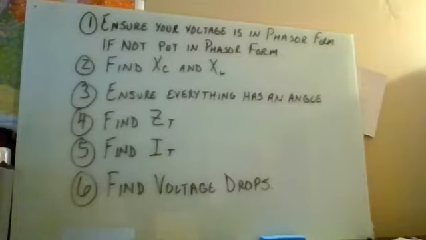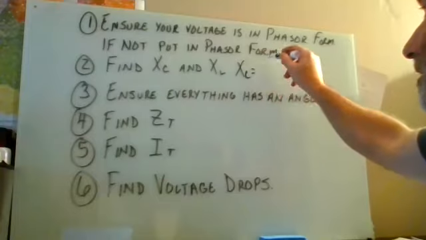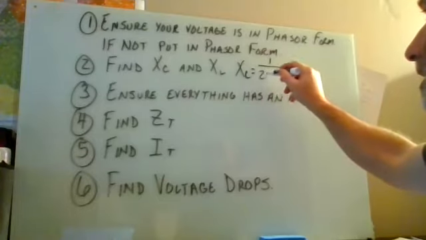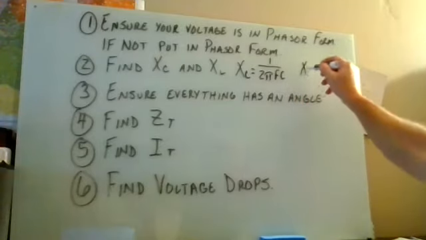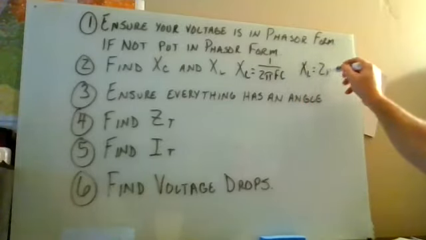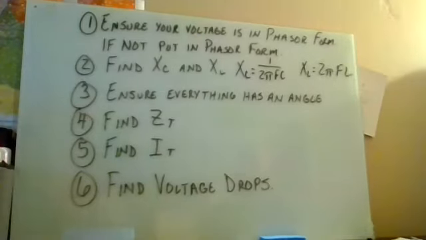If they're in farads for capacitors or henrys for the inductors, then you have to find X of C and X of L. And how do we find them? X of C is equal to 1 over 2 pi F C. X of L is equal to 2 pi F L. Those are our formulas to find them.